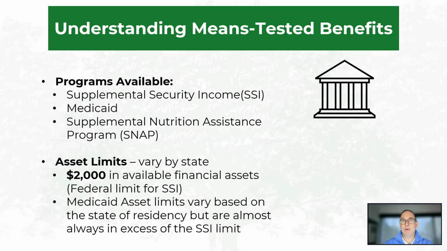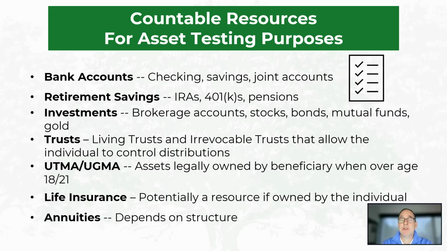So what counts? Well, unfortunately, pretty much everything. So we want to look for any of these types of accounts and make sure that our loved ones either don't have them at all or that they have very, very limited amounts in them, because the combination of all of these cannot be greater than $2,000 if we're seeking or looking to maintain means-tested benefits. So that's going to include checking accounts of any kind, savings accounts, whether it's a joint account or account in their own name, it all counts.